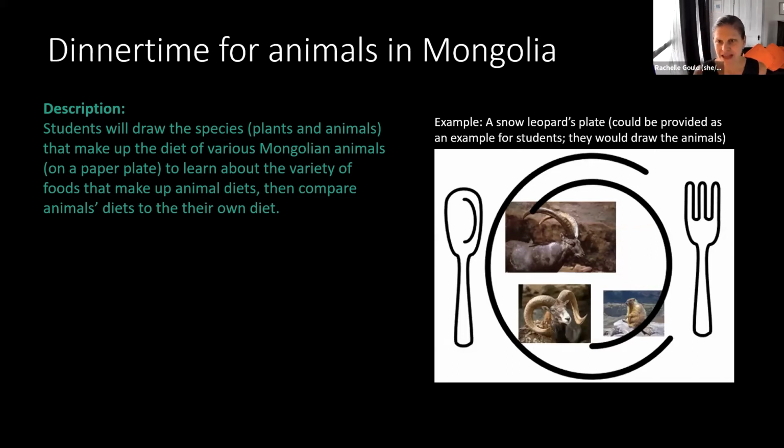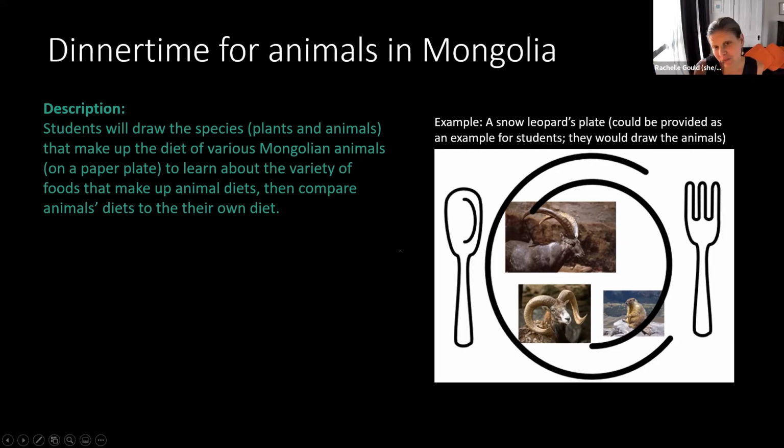So you have this paper plate, and this, for instance, could be provided as an example, but the students would be drawing the animals. So this is a snow leopard's plate. What is a snow leopard going to be eating, right? So the idea here is students get a chance to learn what other animals are eating. They get a chance to draw these other animals, and then they might have different plates for different animals. You could compare whether you have different students do different animals in the class. That's one way of doing this, or have one student do this for multiple different animals. But what you have then is an idea of the different things that animals are eating.